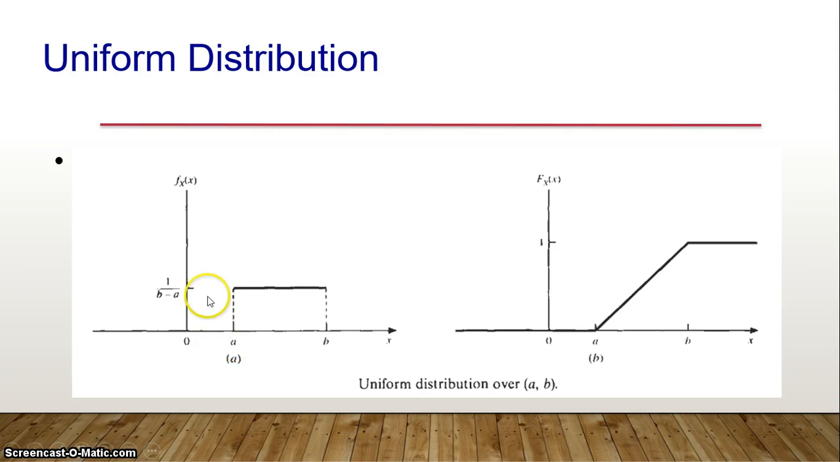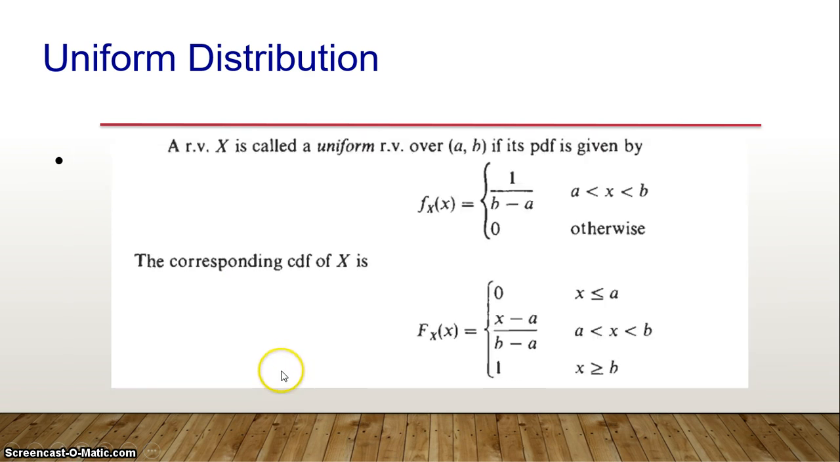For x less than a, it is 0, and in between a and b, the density value is 1 by b minus a. Integrating 1 by b minus a dx, we get x minus a by b minus a, between a and b. For x greater than or equal to b, it will definitely be equal to 1, because you add both.